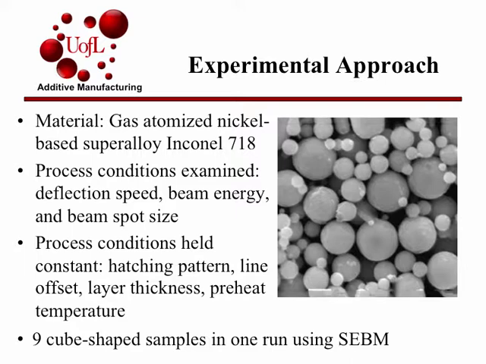They left all the other process conditions constant. So like the hatching pattern, they did one layer this way, and then they rotated 90 degrees. And then they kept the line offset and the layer thickness and preheat temperature the same. And for this study, they just made one run and made 9 cube-shaped samples from it using SEBM.